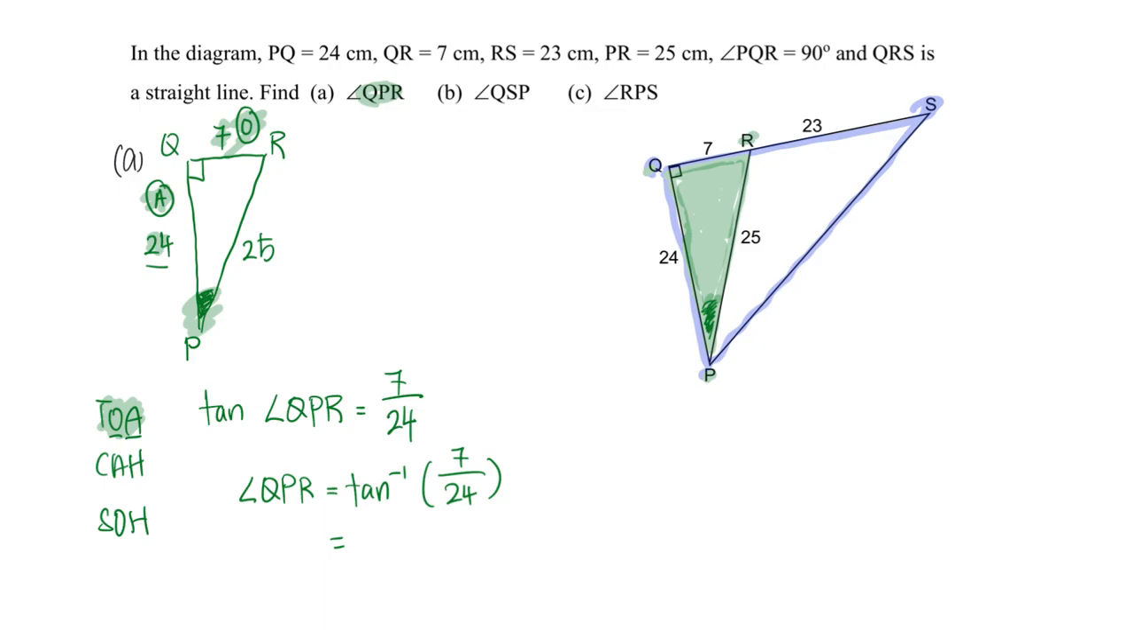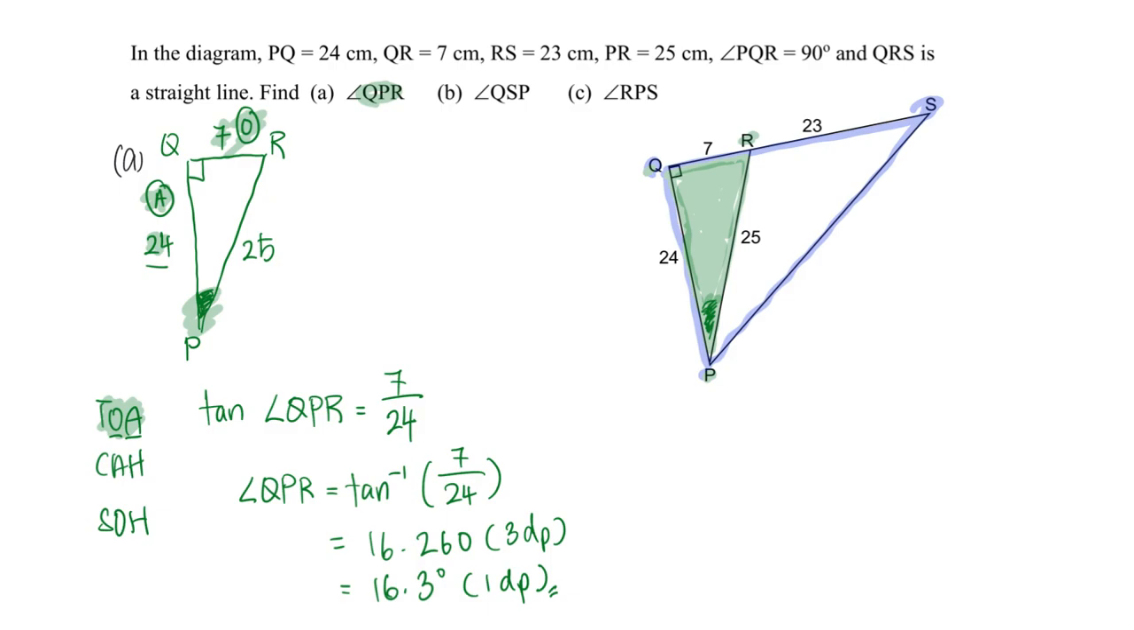This will give me a value of 16.260 to 3 decimal places, 16.3 degrees to 1 decimal place. And do ensure that your calculator mode is in degrees, since we are working with degrees.